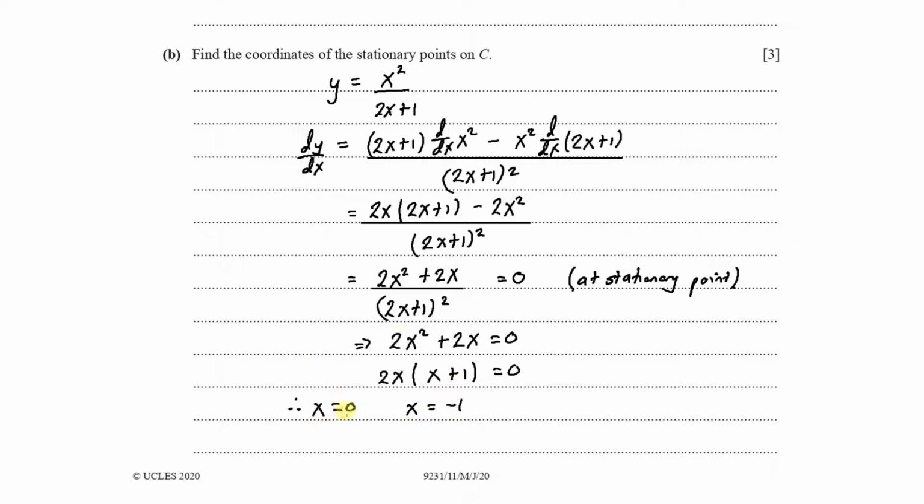Now if x is 0, substituting 0 for x in the original equation, I get y coming out as 0. And when x is minus 1, substituting minus 1 into this equation, I get y coming out as minus 1. So therefore, the coordinates of the stationary points are (0, 0) and (minus 1, minus 1). So this is the answer right here. Let's move on to part C. They say sketch C.